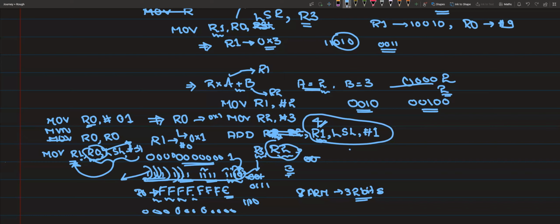Got it? Yes, sir. Same way, if I say MOV R2, R0, LSL #2, what will be the value of R2? The value of R0 is still the same, FFFFFFFE, right? So it will be FFFFFFF and then E. E is actually 1110, but now I am shifting twice, right? So this will become 0 and this also will become 0. Correct? So it will become FFFFFFF8.